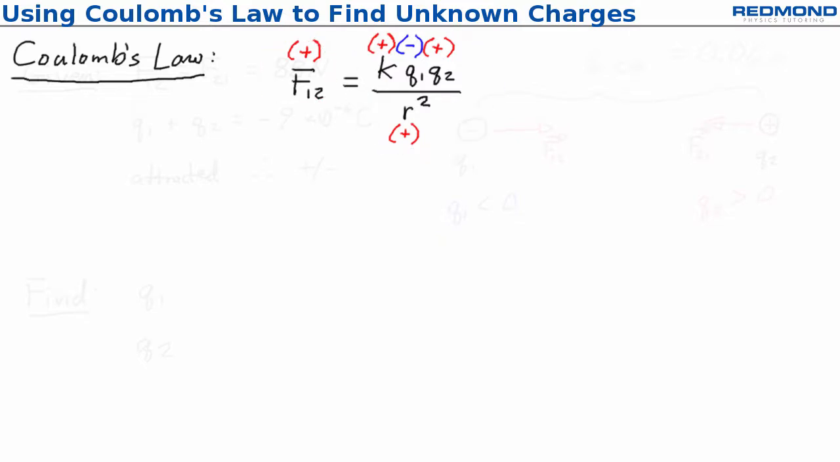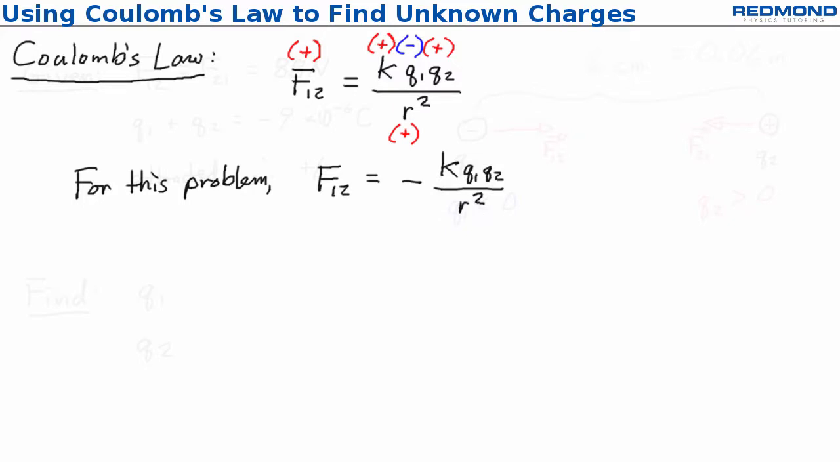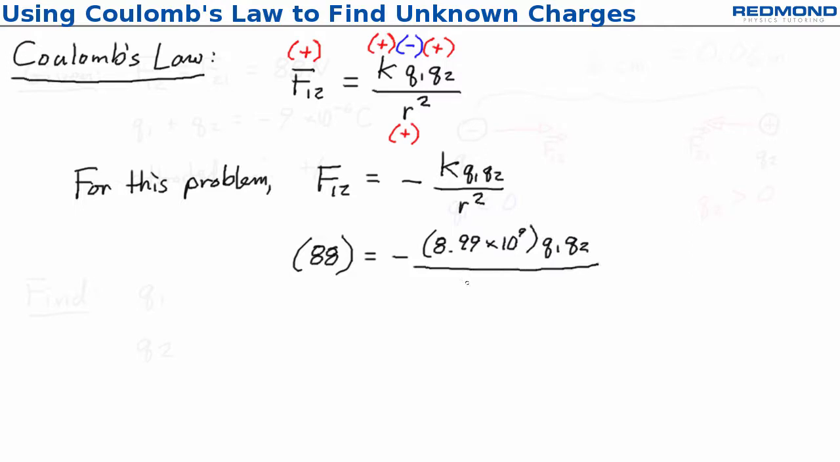I prefer doing algebra without the absolute bars, so I'll add a negative sign on the right-hand side to make this equation correct for this problem, where the charges are attracted, and I've arbitrarily chosen Q1 to be negative and Q2 positive. Then I substitute in the values. 88 is equal to -8.99 times 10 to the power of 9, Q1 times Q2, over 0.06 squared, which I can simplify to 88 is equal to -2.497 times 10 to the power of 12 times Q1 times Q2.